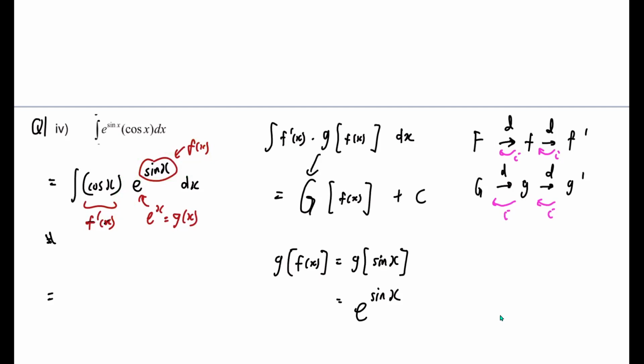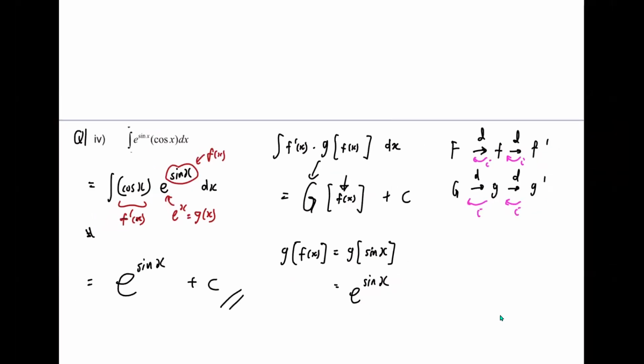Good. So that means that you can just use the formula. Little g goes up to capital G. That means you integrate the g function. How do you integrate e power x? It's just e. But then inside you don't have x, you have f of x. So you replace with sine x plus c. Done.